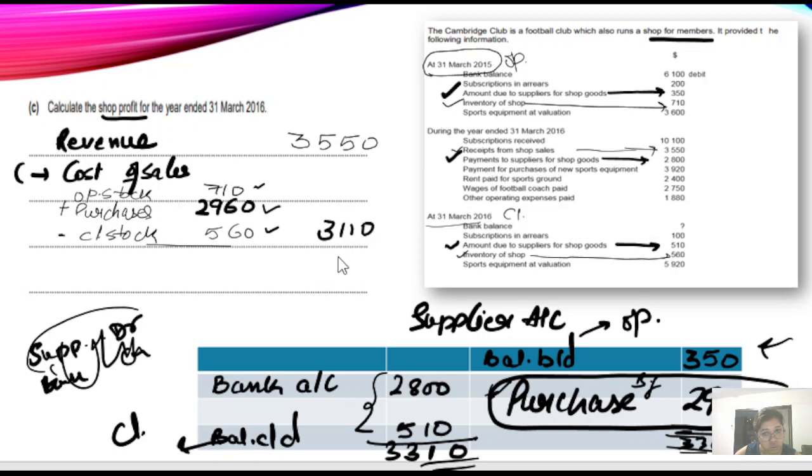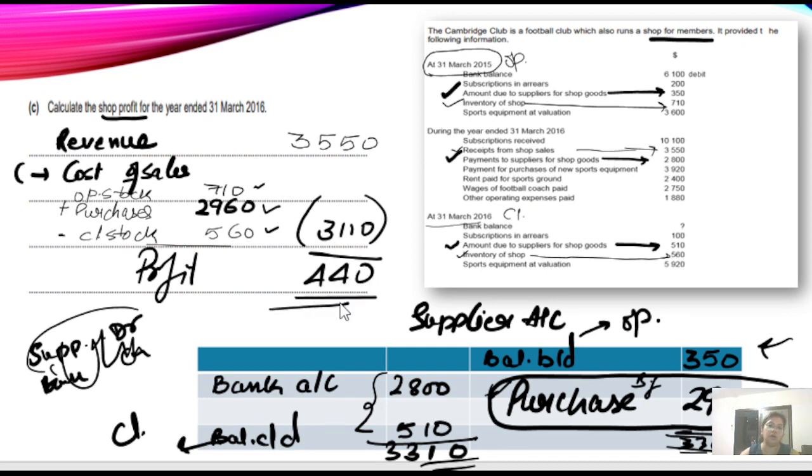So what you're going to do, you have to find out the profit, because this is your cost of sales and cost of sales is less, so it means you generated profit from the shop, and that is deduct these two values, that is 440 only. So you earned only 440. Okay, I think this is clear.